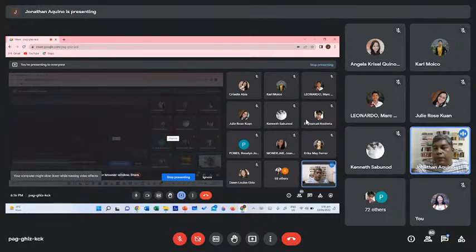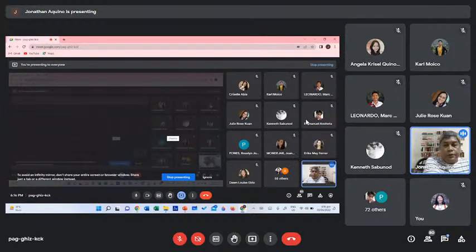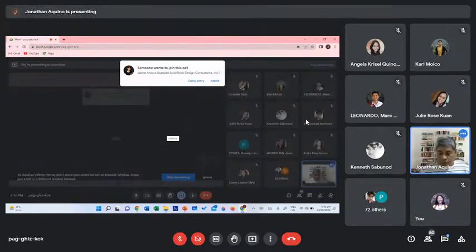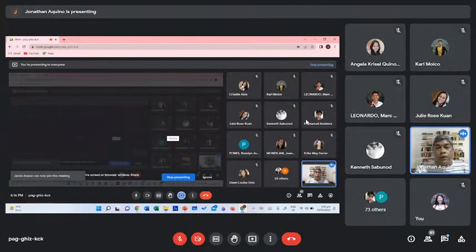Okay, good evening, everybody. So, we can start the third lecture. We'll just continue the design of single reinforced beams using working stress design.